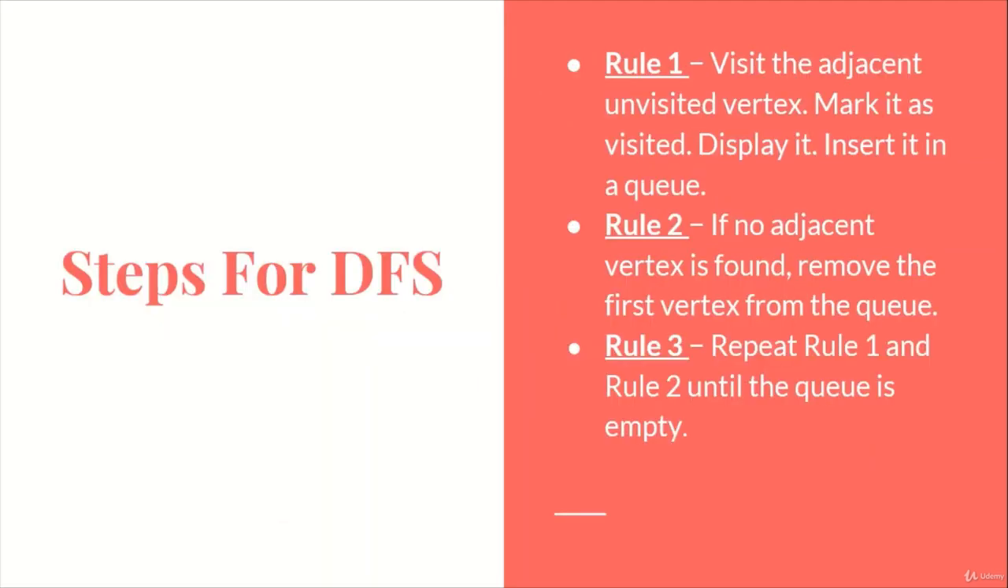DFS follows a three-step working procedure and includes the following three steps as mentioned in the slide. Rule 1. Visit the adjacent unvisited vertex, mark it as visited, display it, insert it in a queue. Rule 2. If no adjacent vertex is found, remove the first vertex from the queue. Rule 3. Repeat Rule 1 and Rule 2 until the queue is empty.